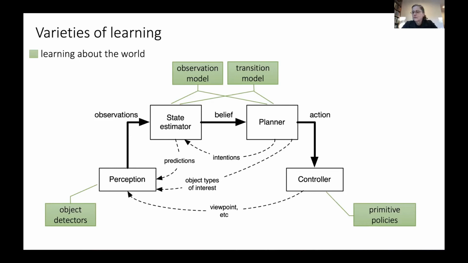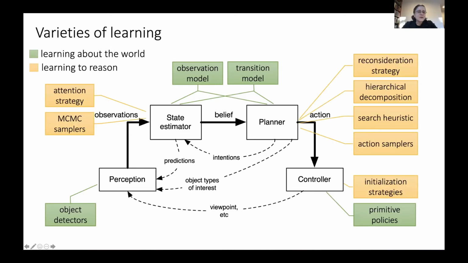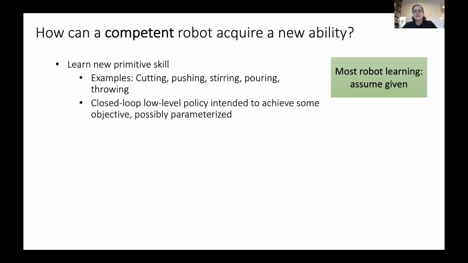Some of the learning is really learning about the world: understanding how to detect objects, to do primitive control, and learning transition and observation models. And there's also a whole set of other kinds of learning that are really learning to reason. So I'm going to show you now some examples of learning models and learning to reason. So let's think about learning models.